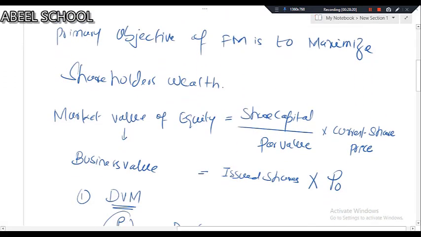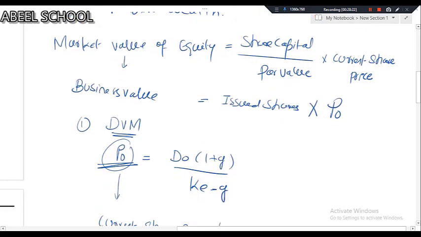Business value is equal to issued shares into P naught. Now let me tell you one more thing, very interesting. Right now we are not studying AFM. Actually, I'm just giving you a little bit of foundation relating to financial management. So business value is equal to issued shares into P naught. Now let me tell you the benefit, and in fact I would say the power, of studying in the right direction.